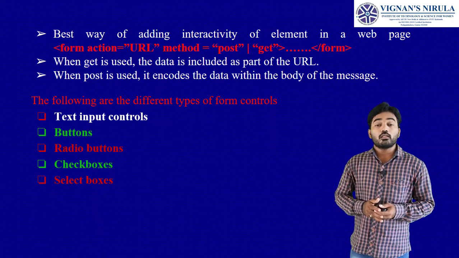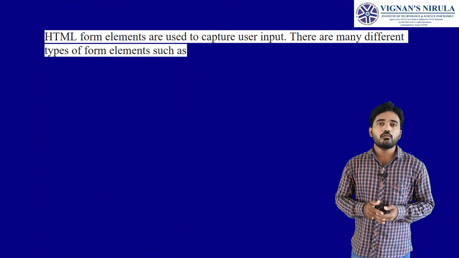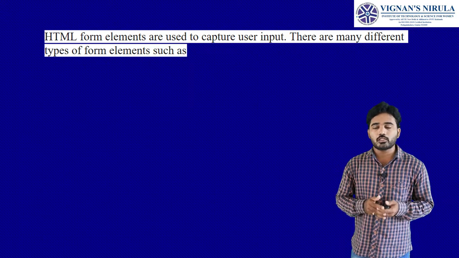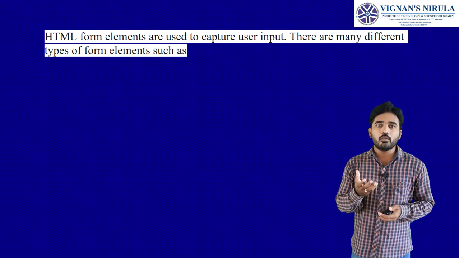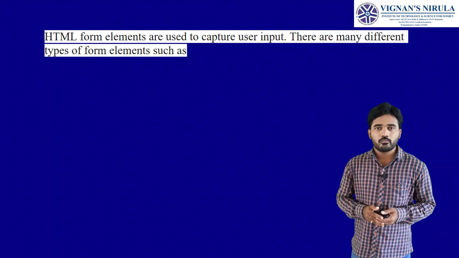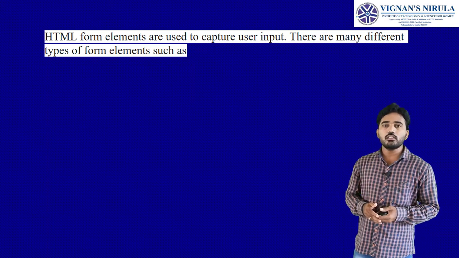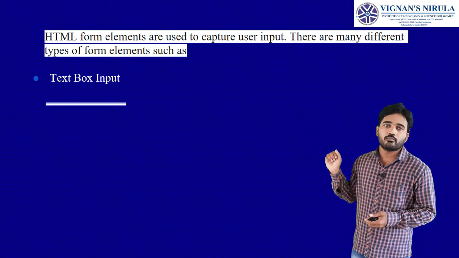Understood? So the HTML form elements are used to capture the input. Generally different types of form controls are there, like text input controls, buttons, radio buttons, checkboxes and select boxes. How about their appearance? So now we will discuss their appearance. Coming to the first one, text box input. Its appearance looks like this.